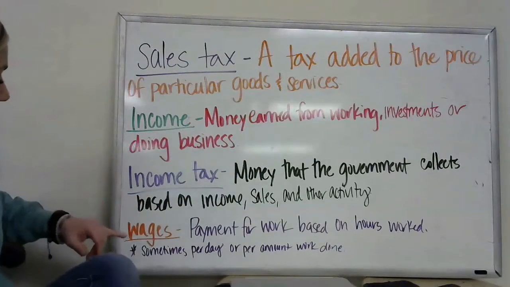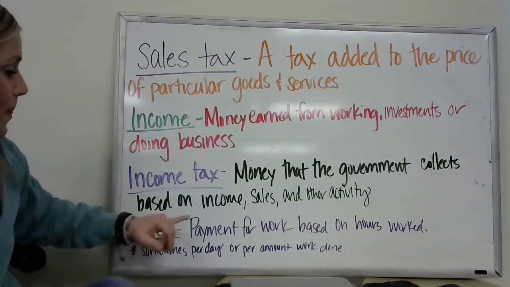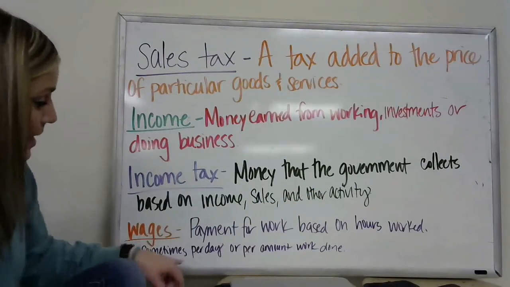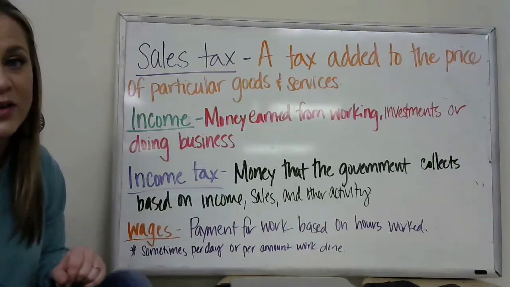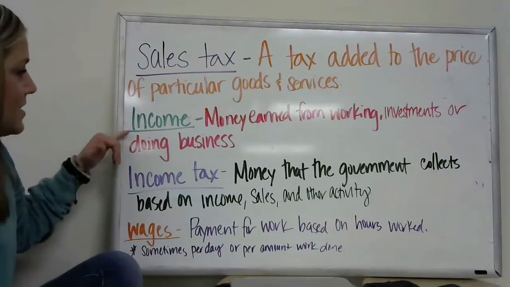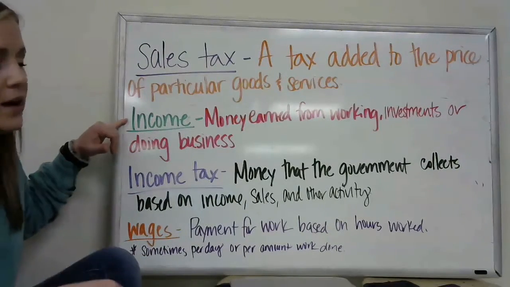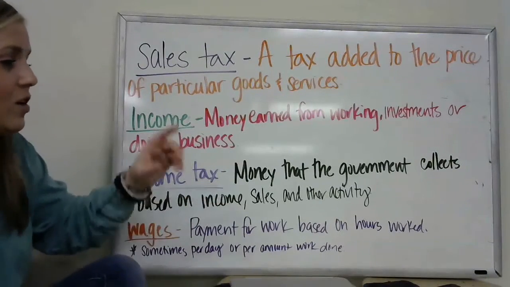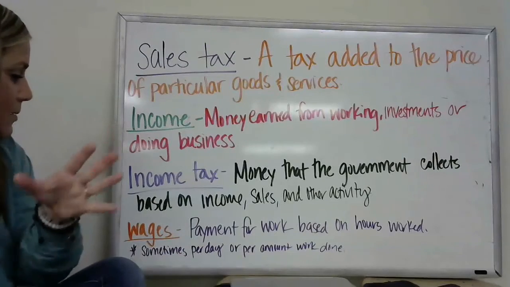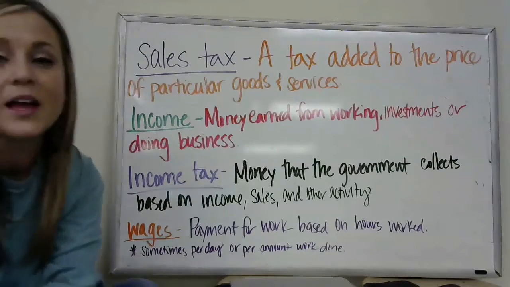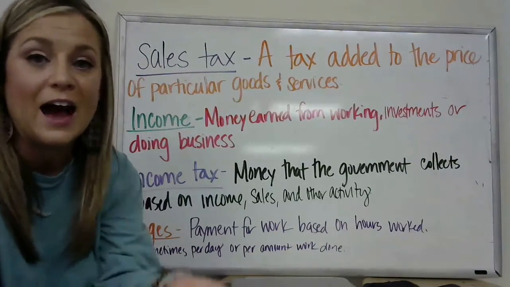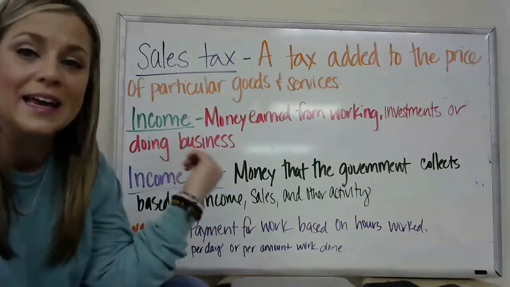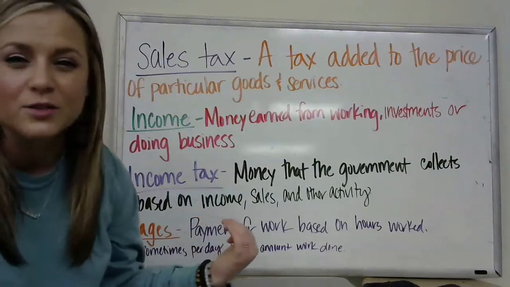And then we have wages. Wages are payment for work based on hours worked, sometimes per day or per amount of work done. Wages are a little bit different than income. Somebody who does an hourly job gets paid wages. Say you're a babysitter and you go babysit. You're not getting income, you're earning wages. Does that make sense?